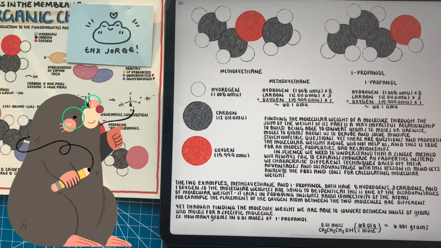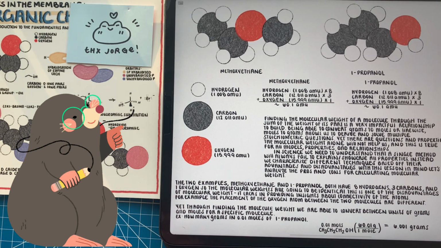Next two problems that we're going to look at are methoxyethane and 1-propanol. This is where finding the molecular weight is still important, but sometimes the relationship fails to tell us more about the molecule. For example, both methoxyethane and 1-propanol have 8 hydrogens, 3 carbons, and 1 oxygen atom. So in the eyes of molecular weight, both of these molecules weigh the same amount, 60 grams per mole.